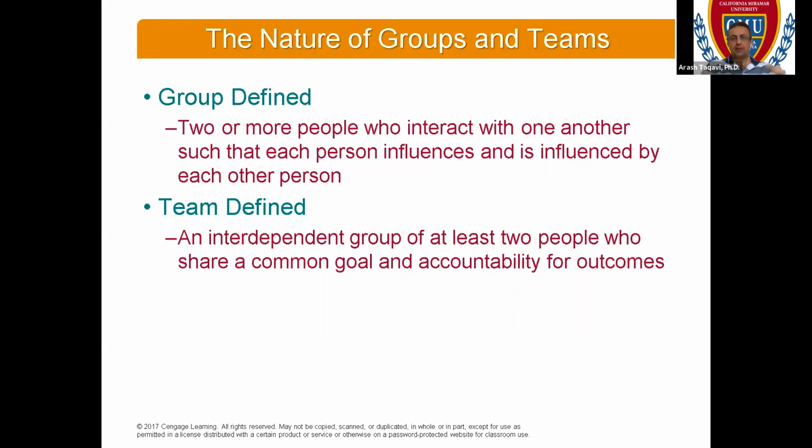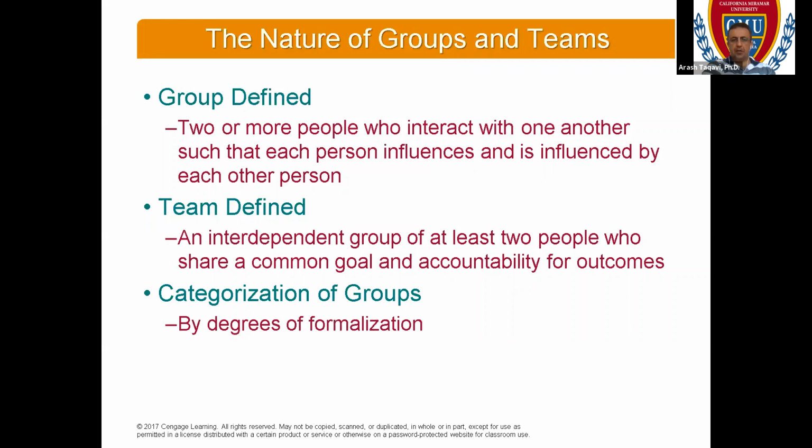So a system has three parts, several components that interact together for a shared meaning or shared goal, a common goal. Okay, thank you. Categorization with degree of formalization.